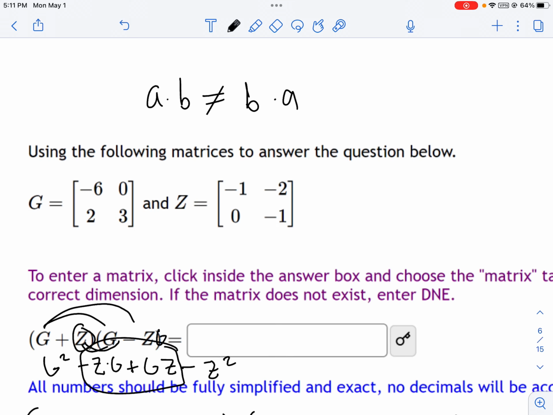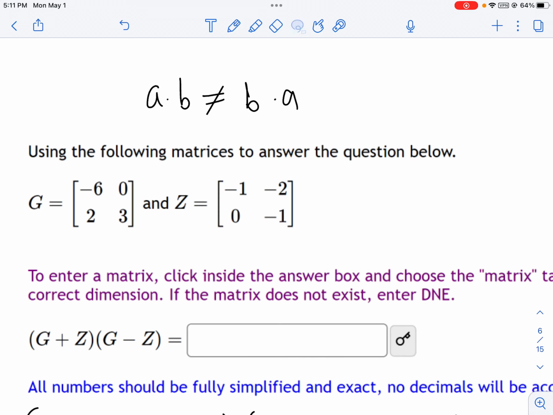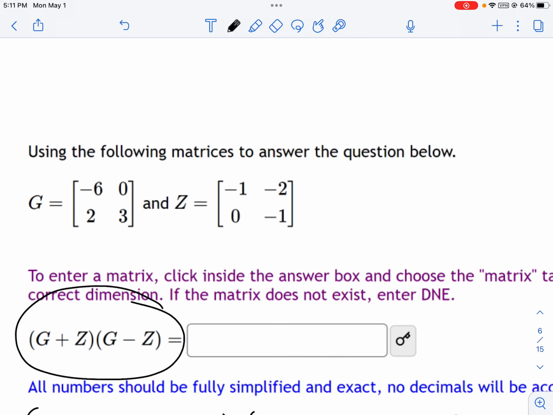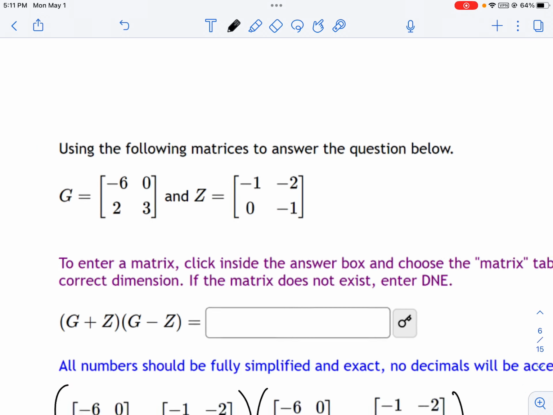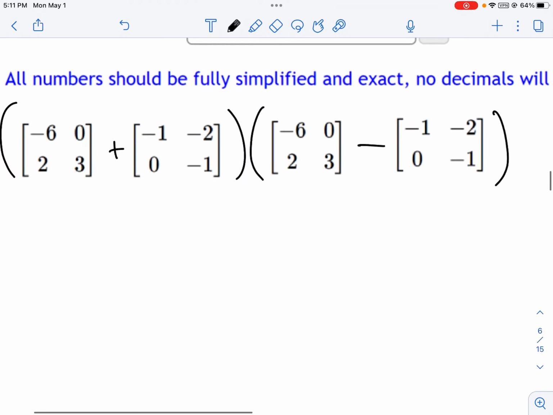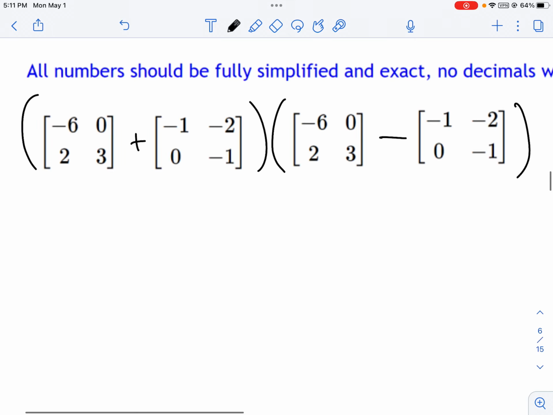If when you multiply them both directions you get the same thing, then these could essentially cancel out, and G squared minus Z squared is the equivalent of it, right? But it may not be, in which case I would highly recommend just doing this by what you see. Do the sum, do the difference, then multiply them together. Okay, so I've already written it out below to save us a little bit of time. Let's go right into it.